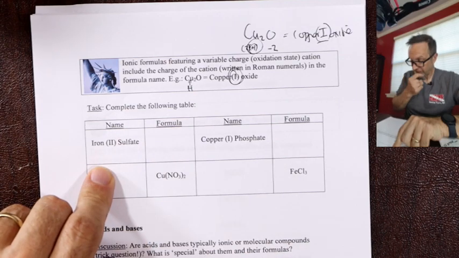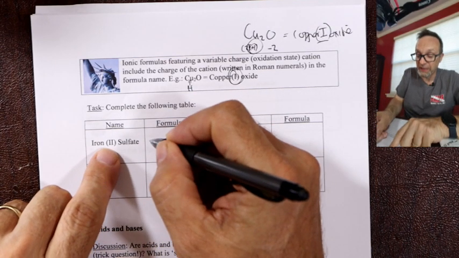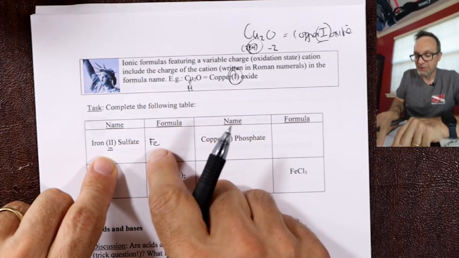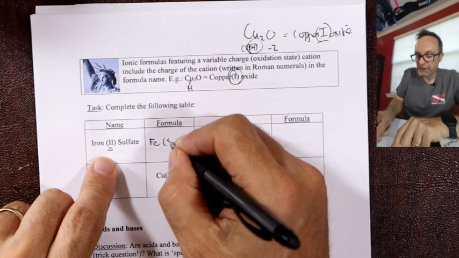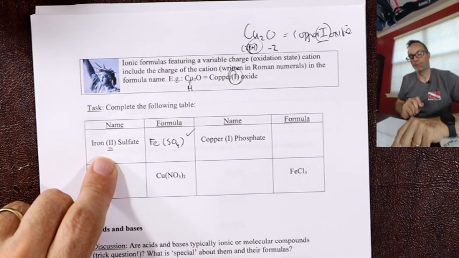Iron 2 sulfate. If you feel confident, pause, give it a go. If not, let's watch the first one. So iron 2 sulfate. Now here, I've told you it's iron +2, right? So it's Fe, that's a +2. Sulfate, if we look on our list, is also a -2, right? So +2, -2, that's good to go.